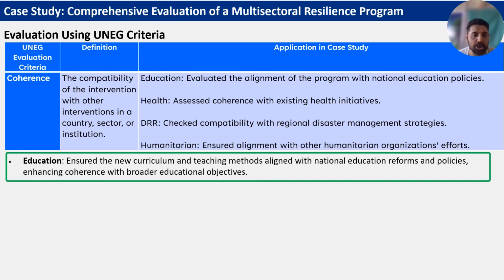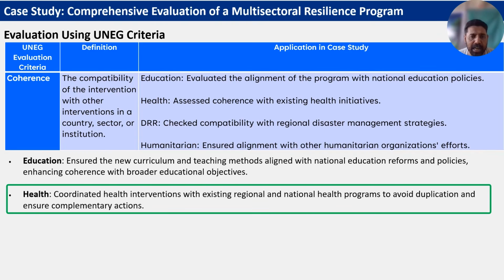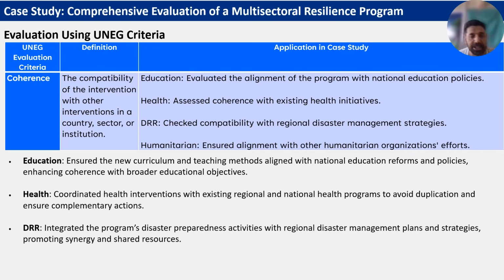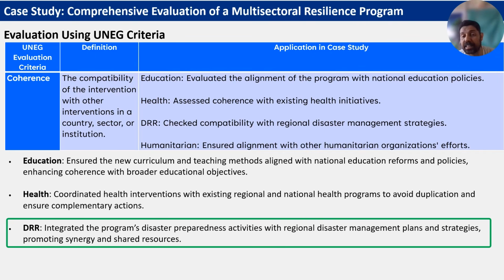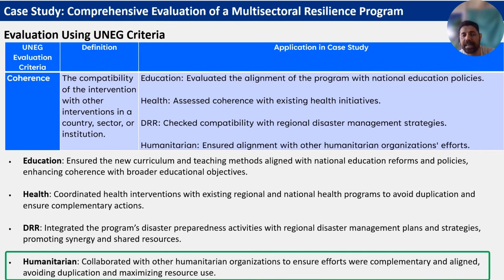In education, we ensured the new curriculum and teaching methods aligned with the national education reforms and policies, enhancing coherence with broader educational objectives. Health, coordinated health interventions with existing regional and national health programs to avoid duplication and ensure complementary action. DRR, integrated disaster preparedness activities with regional disaster management plans and strategies, promoting synergy and shared resources. And humanitarian, collaborated with other humanitarian organizations to ensure efforts were aligned, avoiding duplication and maximizing resources.